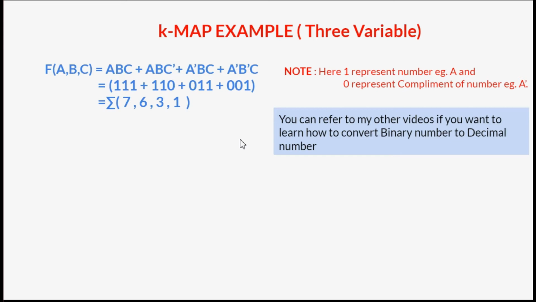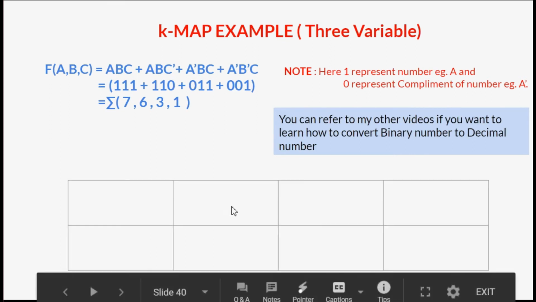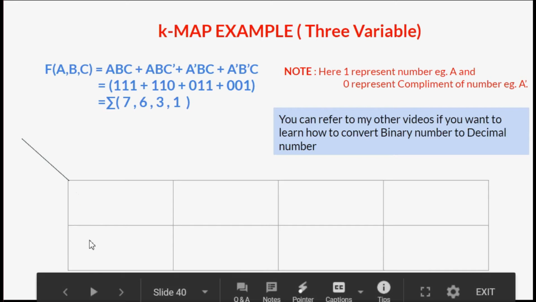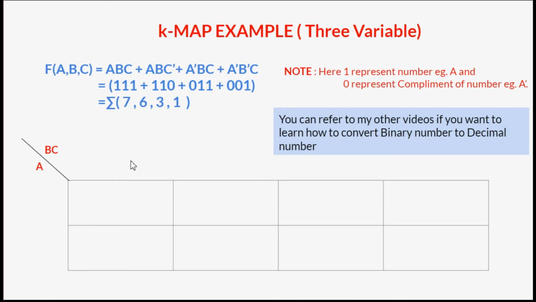How many cells are going to be in my table? We have already discussed in our previous video, that is 2 raised to the power n. Now n is 3, the number of variables is 3, so the total number of cells is 2 cubed. It is again my choice whether to take 2 rows or 4 rows. That is entirely the user's choice. So I am going to take 2 rows, which means on the vertical side I am going to represent a single variable, that is A, and on the horizontal side I am going to represent a double variable, that is BC.